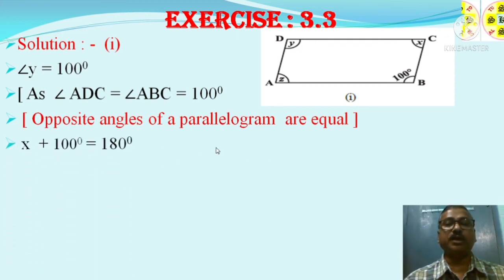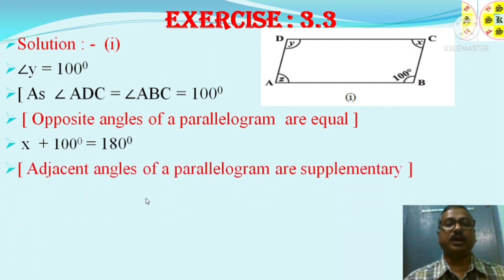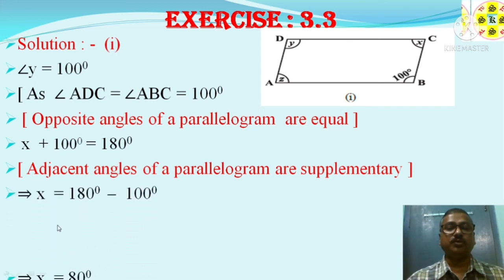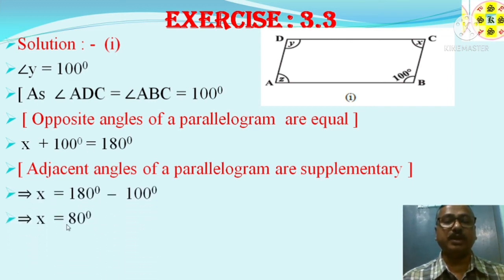Now x plus 100 equal to 180. This is x, this is 100. The reason is adjacent angles of a parallelogram are supplementary. So x plus 100 equal to 180 degrees. Supplementary means the sum of two angles is 180 degrees. So from this we can find the value of x is 80 degrees. So x is known, y is known.